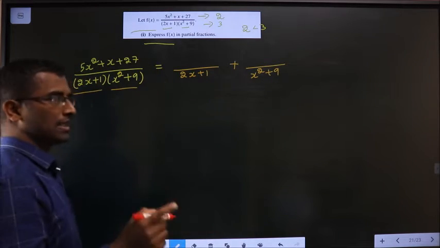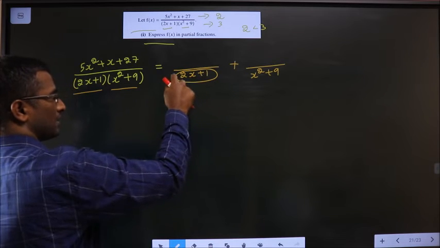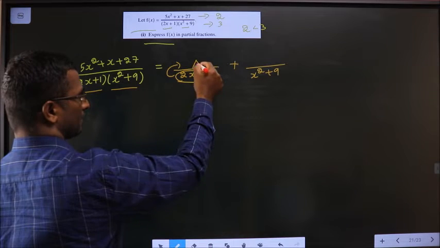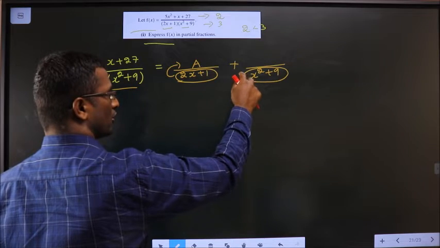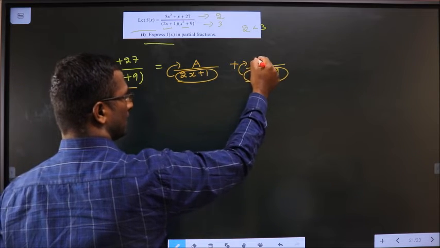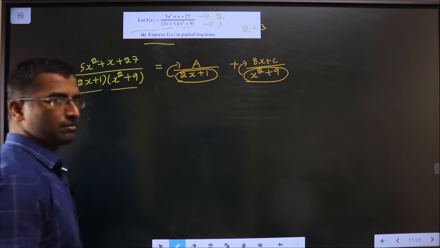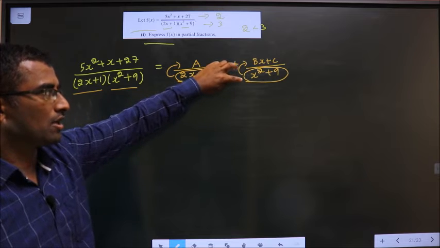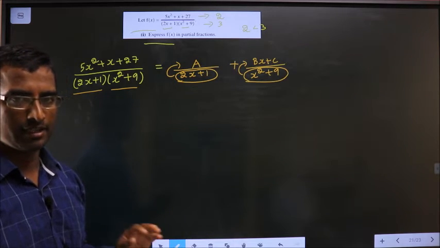After that, this is a linear equation. So numerator should be a constant. So let us say a. This is a quadratic. So numerator should be a linear equation. Let us say bx plus c. Am I clear? If this is linear, numerator should be constant. If this is quadratic, numerator should be linear. Clear till there? Next step.